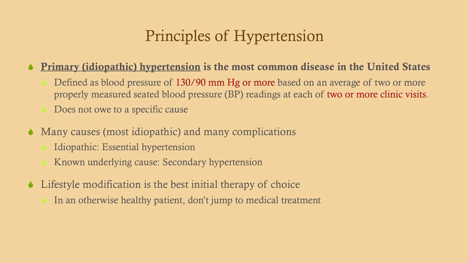Now, most cases are idiopathic. They do not owe to a specific cause. And there are many, many, many complications of hypertension. Lifestyle modification is the best initial therapy of choice. However, in many patients, we will start antihypertensive drugs immediately upon diagnosis. However, all patients with diagnosed hypertension will need to undergo lifestyle modifications optimally. And I just want to point out here, in an otherwise healthy patient, don't jump straight to medical treatment. We'll go into when we do that and when we don't.